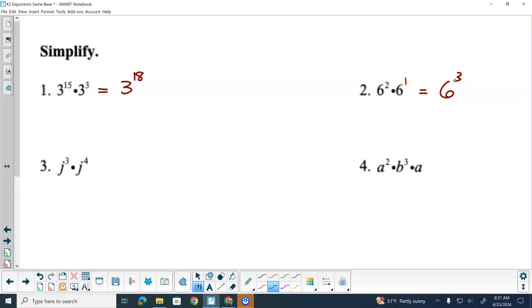Okay? Alright? Same base in number 3? Yes. Good. What do I do with the exponents? Add them. 3 plus 4 is 7, right? So this is going to be j to the 7th power. Okay. Same base in number 4.